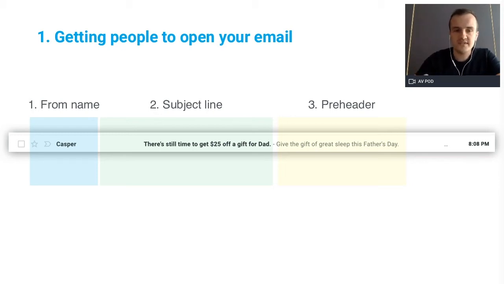So this email itself: there's still time to get $25 off, a gift for that. The subject line is very short, but immediately tells you the value that's inside of the email. And then in the pre-header, you can see, give the gift of great sleep this Father's Day. It's intriguing.